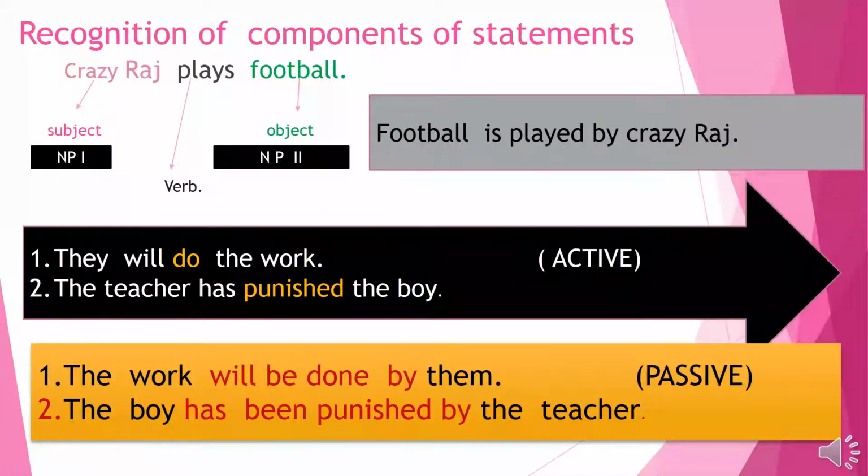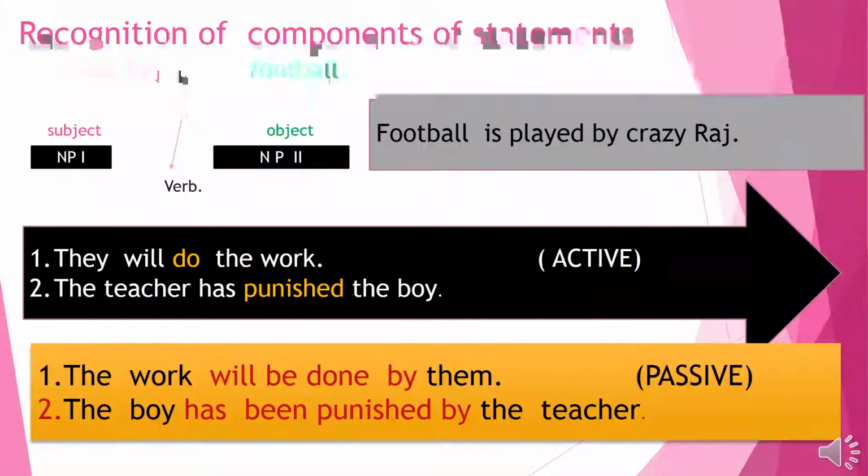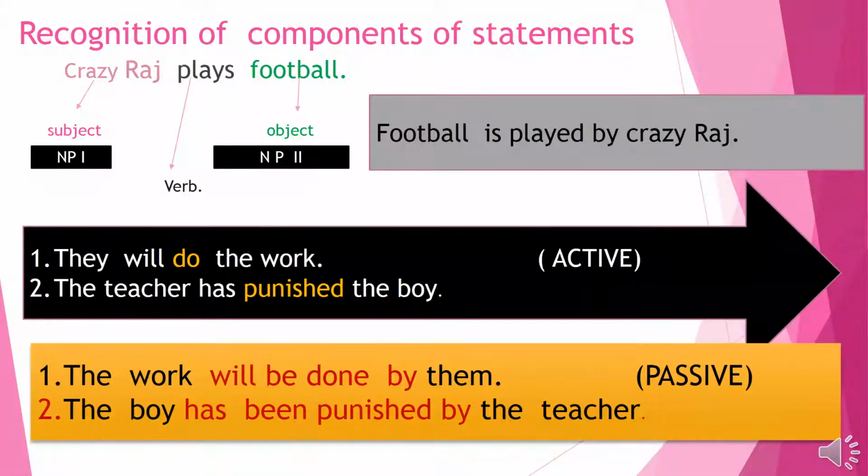Now we have to change the voice. For that we have to at first identify the type of voice. My dear friend, subject, verb and object. The statement is following the normal word order, and the actual doer of the verb is at the place of subject. We can say it is active voice, and after the change of the voice, the statement will be, football is played by Crazy Raj.